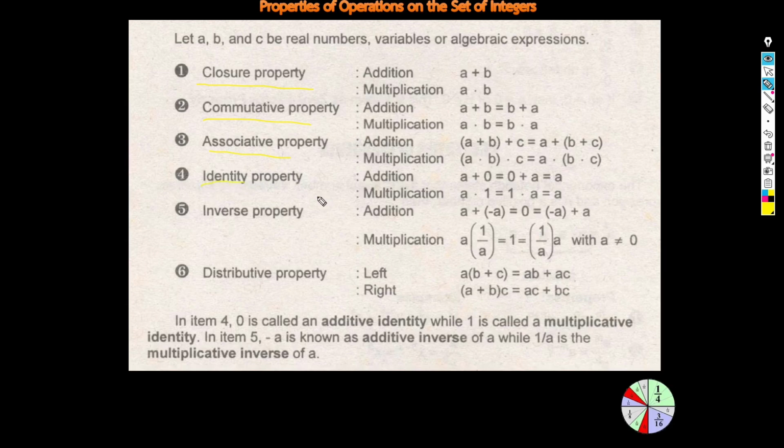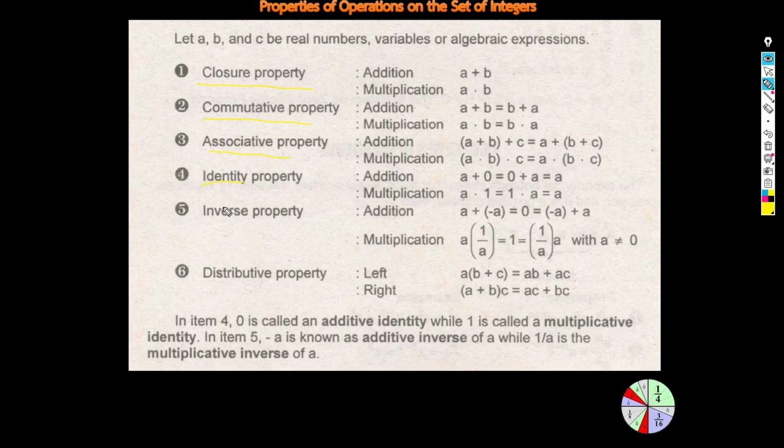While the identity property, the identity remains the same. a added by 0 will give you the same number a. 0 added to a just gives you the same a. a multiplied with 1 will give you the same answer a. Also 1 multiplied with a is just equal to a. So the identity of the number remains the same. Just like 2 plus 0 or 0 plus 2 is just equal to 2, or 2 times 1 is just equal to 1 times 2. Okay? And it will just give you an answer 2. The identity remains the same.